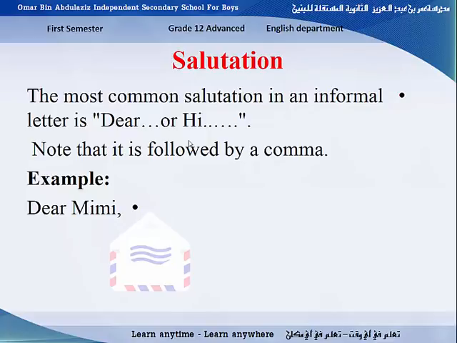So here there are two ways to start your informal letter, or to put your salutation: using Dear plus the name without any titles, or you use Hi. Note that it's followed by a comma. After you finish Hi Ali, Hi Muhammad, Dear Jasim, you just put a comma. Like this example, Dear Mimi, we have a comma here. Don't forget this comma.